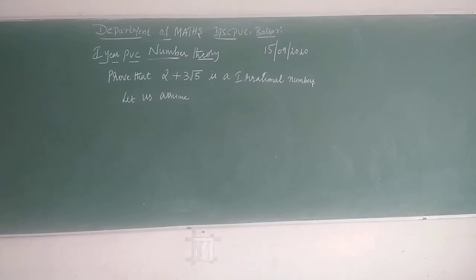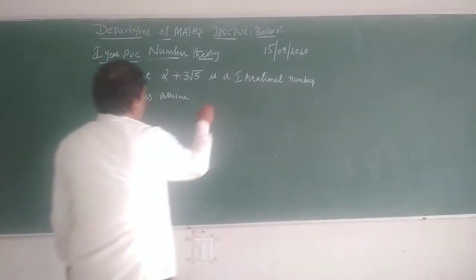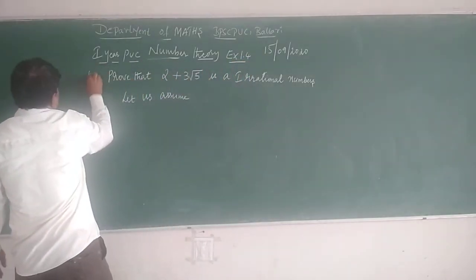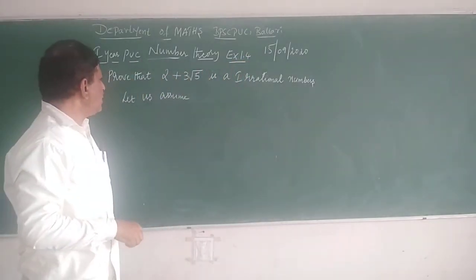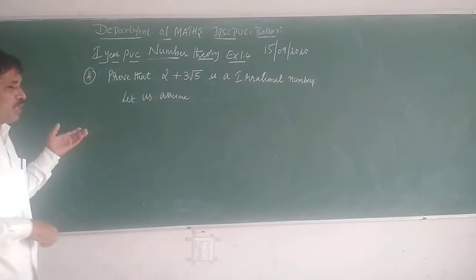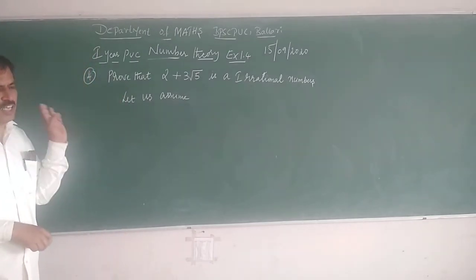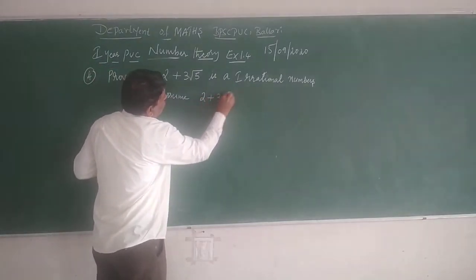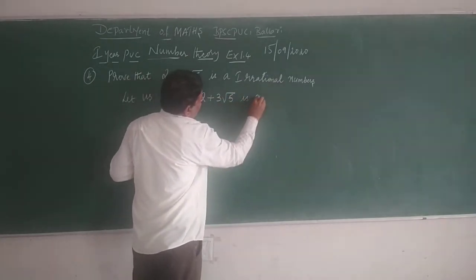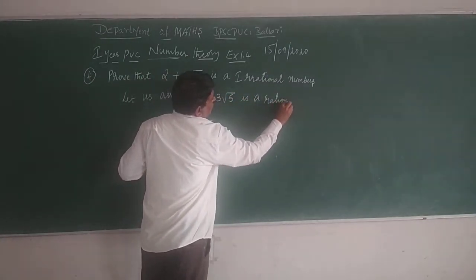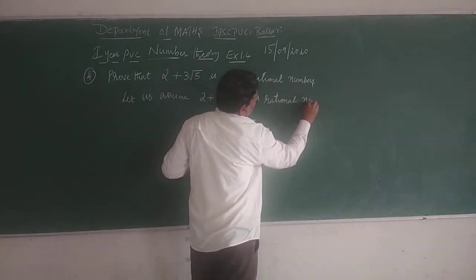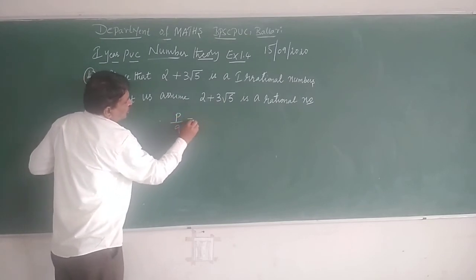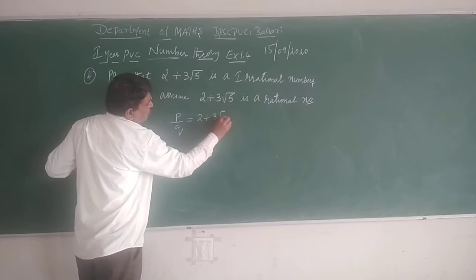Yes, sir. In exercise 1.4, I have taken the fourth question. Prove that 2 plus 3 root 5 is an irrational number. As I told you, the sum of a rational and an irrational number is an irrational number only. Just to prove that, let us assume that 2 plus 3 root 5 is a rational number. So therefore P by Q is equal to 2 plus 3 root 5.